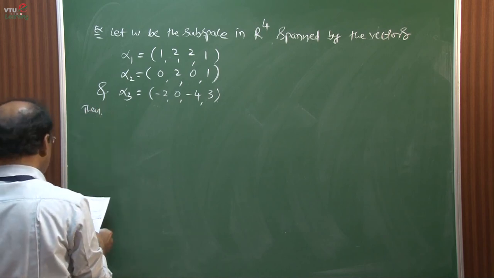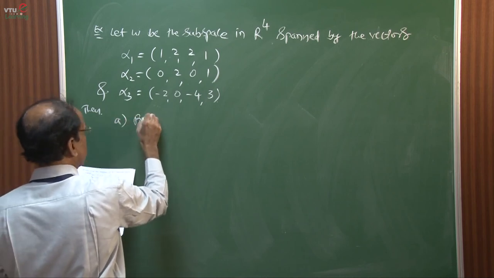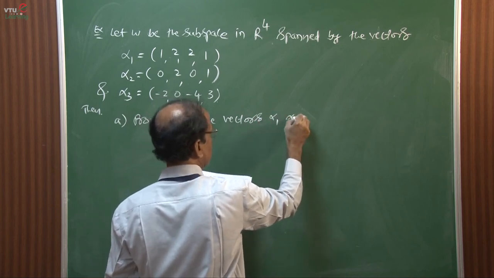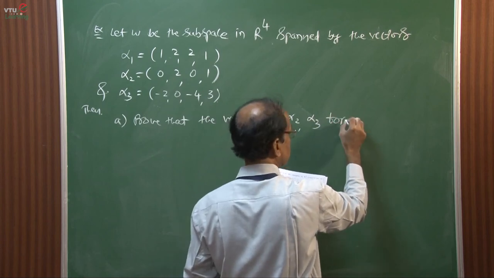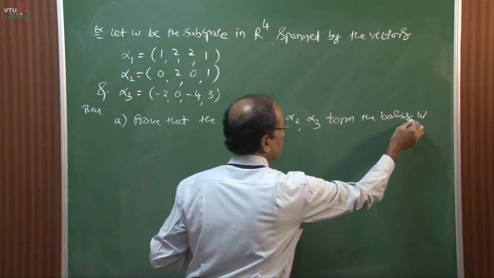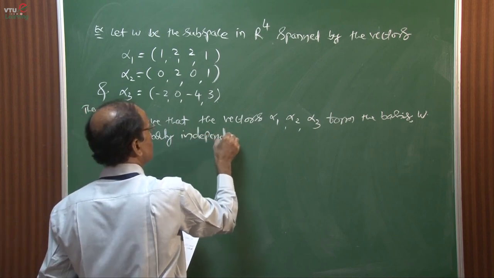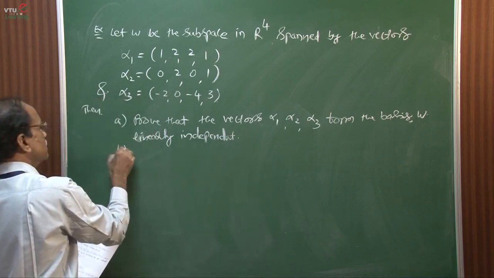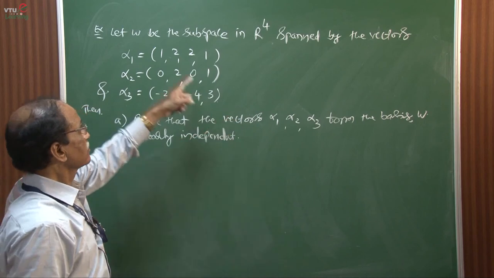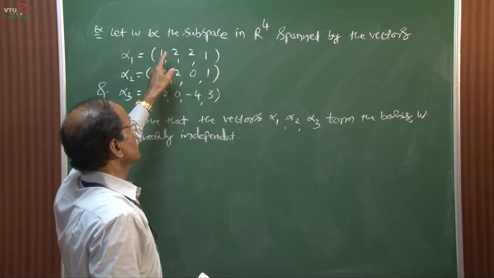Then there are 4 questions. Let me answer question number A: prove that the vectors alpha 1, alpha 2 and alpha 3 form the basis of W, that is, they are linearly independent. This is the first question. And the second question with reference to the same: how this W is a subspace with reference to the given three vectors alpha 1, alpha 2, alpha 3, how they are spanned in the region with totally 4 values, 1, 2, 3, 4 values.